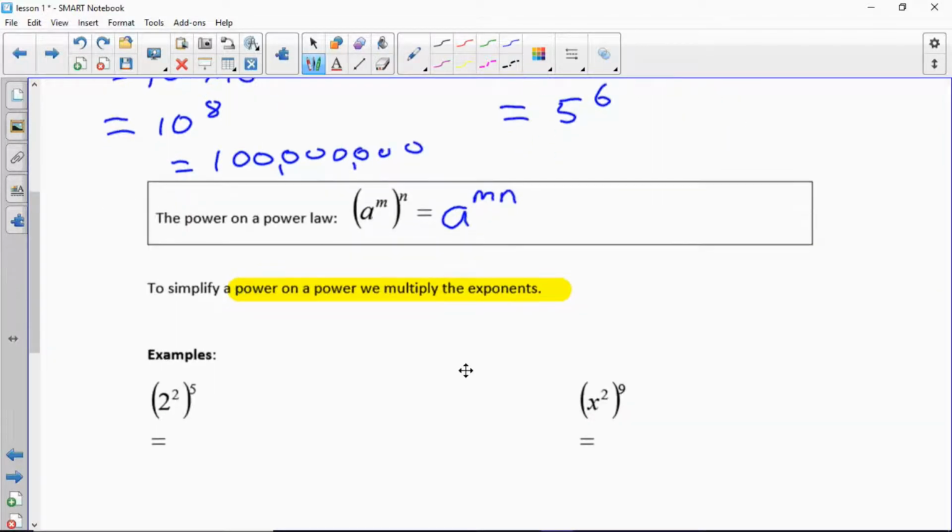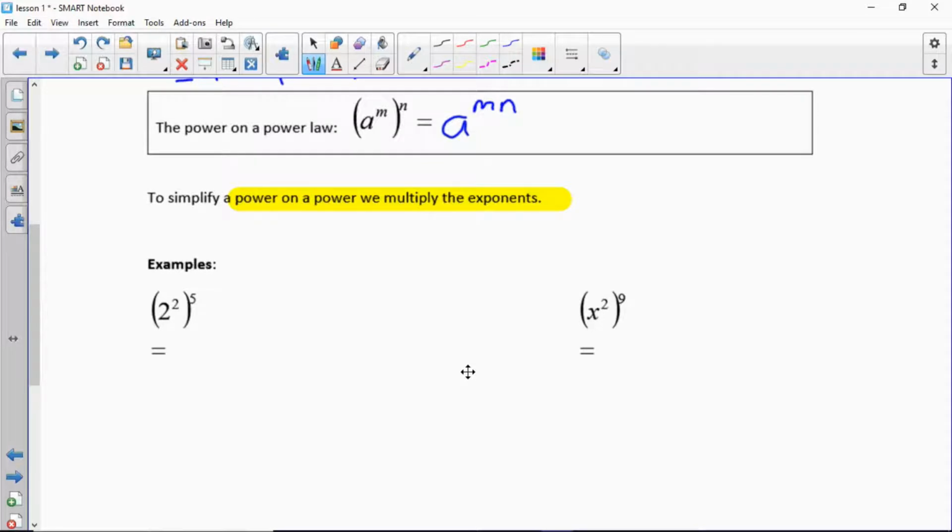For example, 2 squared to the power of 5 is 2 to the power of 10. 2 times 5 is 10. Now you might be saying, well, isn't 2 squared to the power of 5 just 4 to the power of 5? Absolutely. 4 to the power of 5 and 2 to the power of 10 are both the same number. I believe it's 1024. However, when you move to the next example, as soon as you're dealing with algebra, you can't take that approach. X squared to the power of 9, 2 times 9 is 18. That's x to the power of 18.